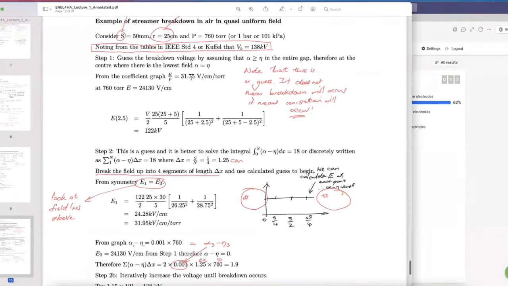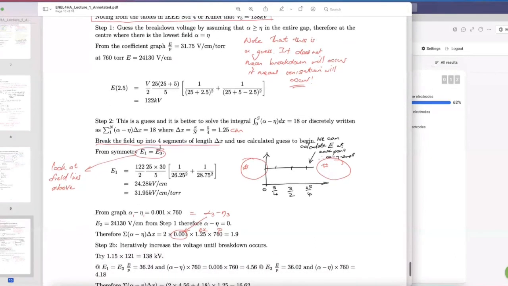I see it as 31.75 volts per centimeter per torr. That gives me an electric field at the center of 24 kV per centimeter. So if I then go and work out the electric field at 2.5 centimeters or 25 millimeters, and rearrange the equation, it'll give me a voltage of 122 kV. Right, so it's important to note that this does not mean breakdown will occur. It just means ionization will occur.